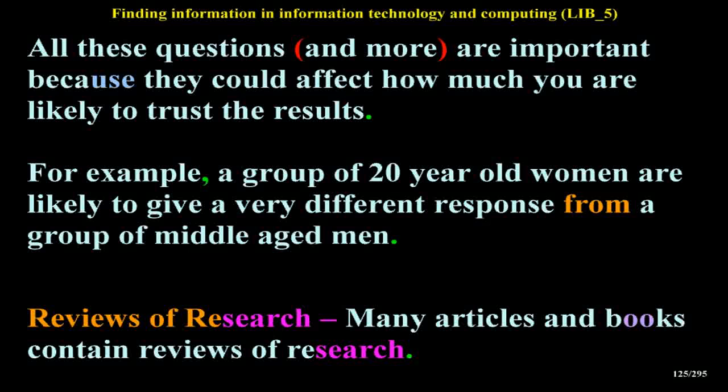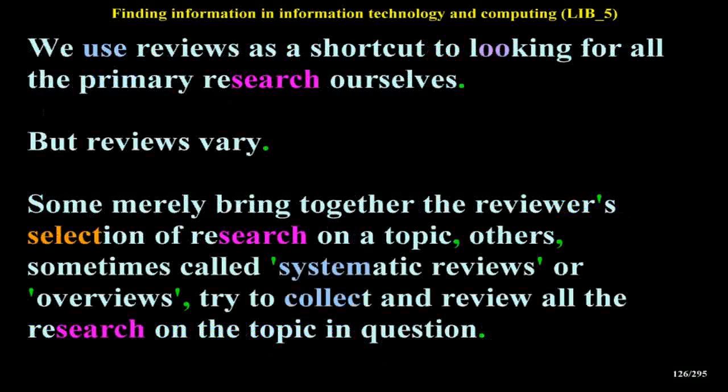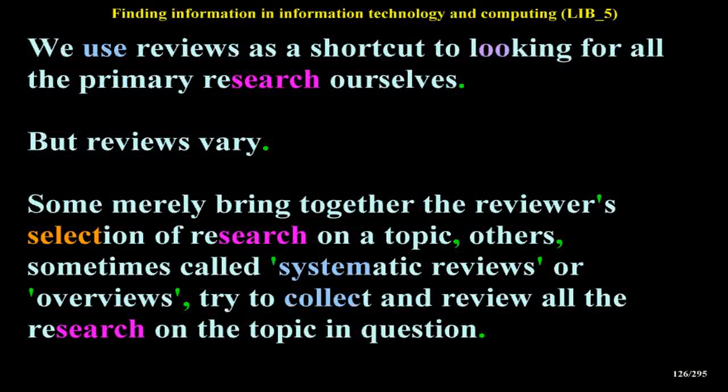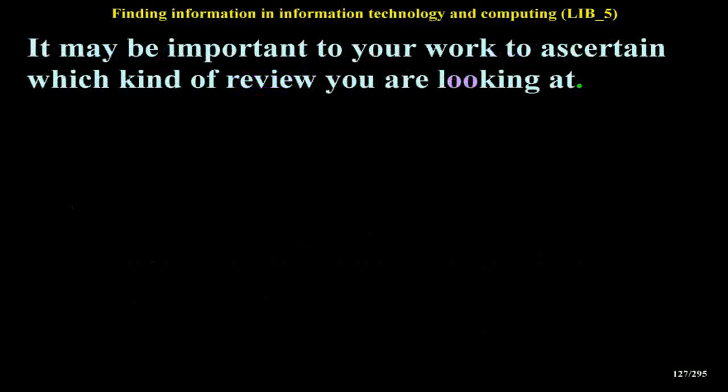For example, a group of 20-year-old women are likely to give a very different response from a group of middle-aged men. Reviews of research. Many articles and books contain reviews of research. We use reviews as a shortcut to looking for all the primary research ourselves. But reviews vary. Some merely bring together the reviewer's selection of research on a topic. Others, sometimes called systematic reviews or overviews, try to collect and review all the research on the topic in question. It may be important to your work to ascertain which kind of review you are looking at.